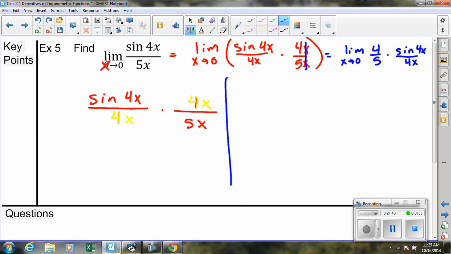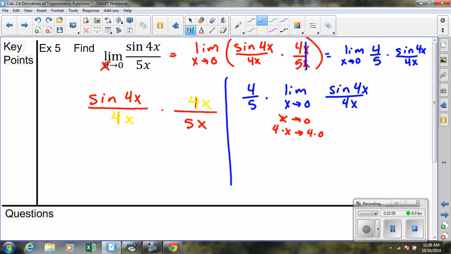We could factor out the 4/5 using our limit properties, and we'd get the limit as x approaches 0 of sine of 4x over 4x. Then we're simply noting that, first off, if x is approaching 0, 4 times x is approaching 4 times 0. But of course, 4 times 0 is just 0. So this part that we have here of x approaching 0 still fits in the idea of saying 4x is approaching 0 at the same time.